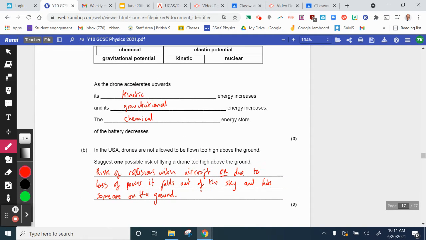Part B. In the USA, drones are not allowed to be flown too high above the ground. One risk is risk of collisions with aircraft, or you could have written if the drone loses power, it falls out of the sky and it could hit something or someone on the ground and cause damage. Now, this is one possible risk. This should actually be a 1-mark question, but if you've mentioned something very similar to this, I've given you both marks.